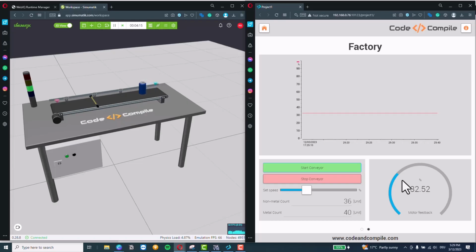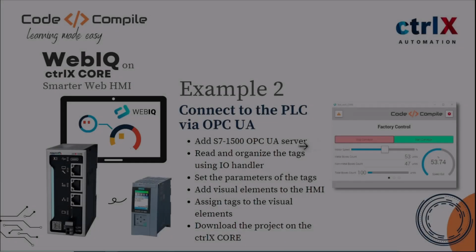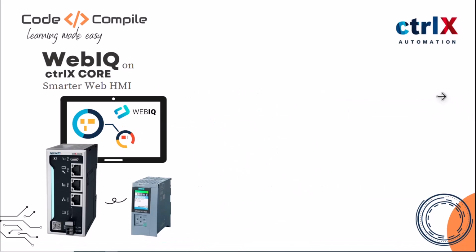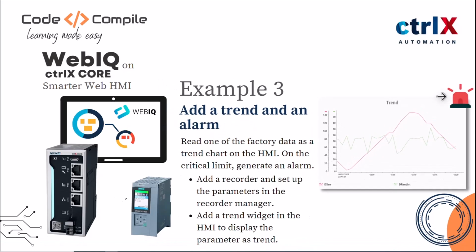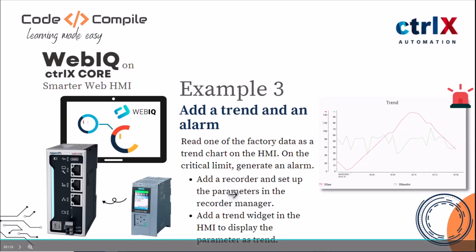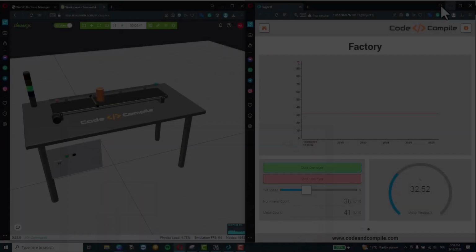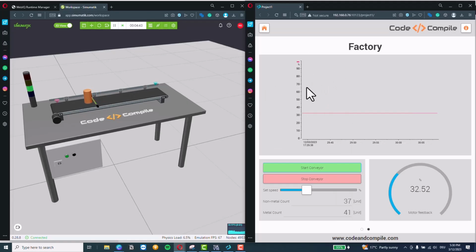All right, last part of the project which I wanted to mention before I stop this video. So this example 2 is done. Example 3 is we have to create some notification, and we have to set up a recorder, which we already did. Set up the parameters, we already did that. Add a trend widget, which we already did that. What you can also do is you can set up an alarm here. Okay, this will be interesting. So let's quickly set up an alarm and then display that in our ctrlX core. This is very easy and very interesting.